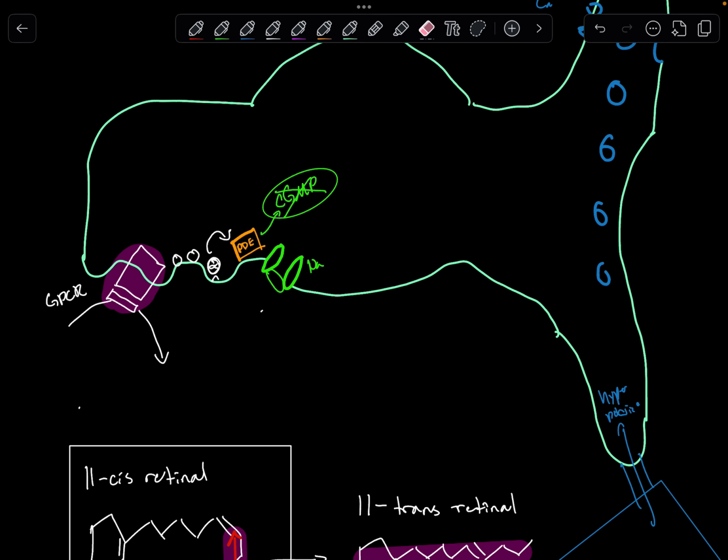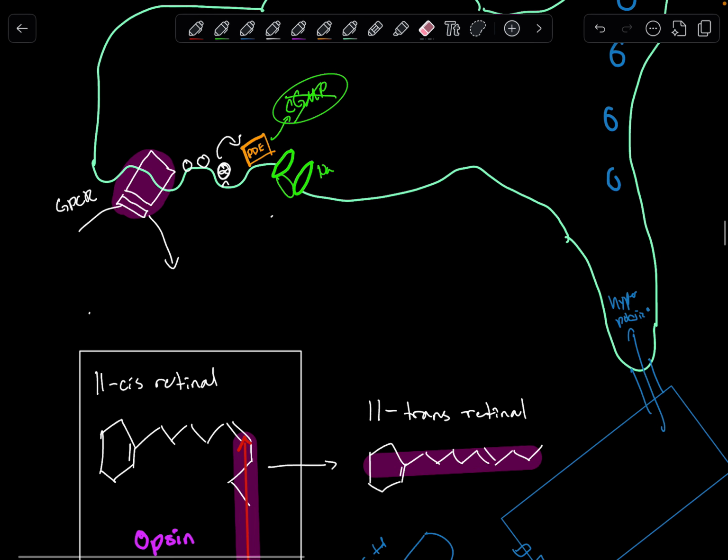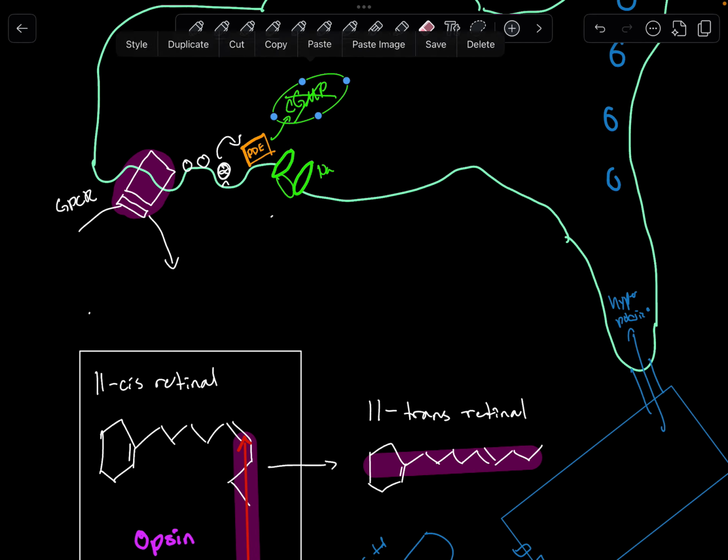Now we're going to go over what happens when we're looking at something dark and there's no light hitting our eye, these photoreceptors. So we won't have a conformational change. And this 11-cis-retinal is just going to come through. Nothing's really going to happen.